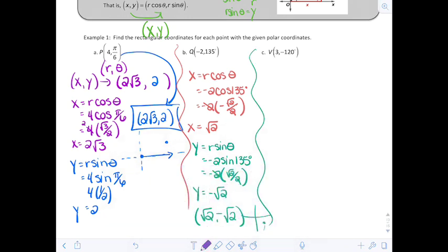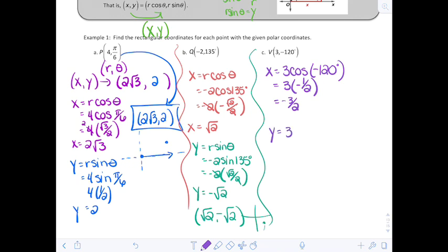Okay, and the last one. Hopefully you want to pause this and try this yourself and then see if you can get the right answer. Okay, x equals, we're just going to plug right in, 3 times the cosine of negative 120. Now that's in the third quadrant with a reference angle of 60. So that's 3 times, it's going to be negative. The cosine of 60 is 1/2. So that's going to be a negative 3/2.